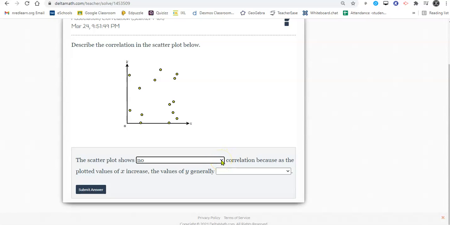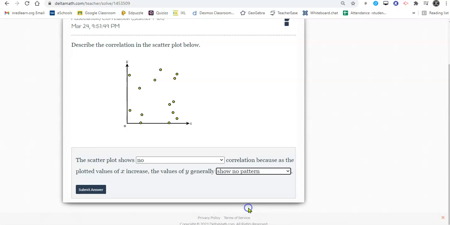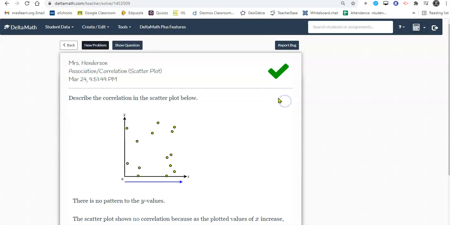And I'm saying that it has no relationship at all with itself, no association, no correlation, because as I move along the x-axis, as the x values increase, the y values generally show no pattern whatsoever. It's not that they have a pattern and it's just curved, right? That's what non-linear means. They follow a pattern, but it's curved. This one actually shows no pattern at all. And there you have it.